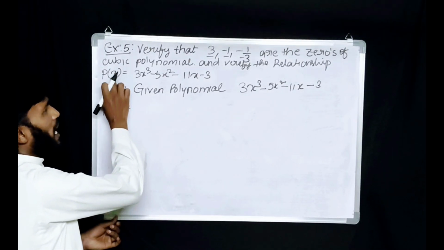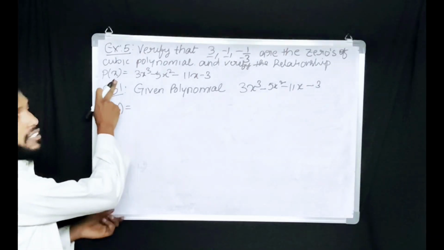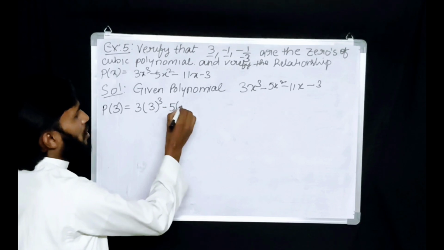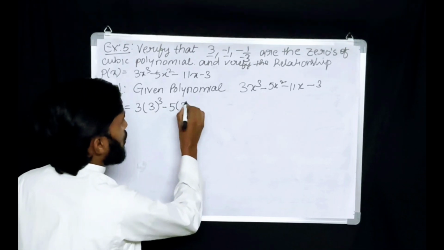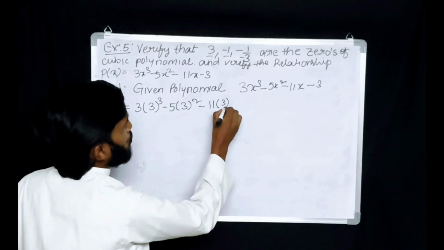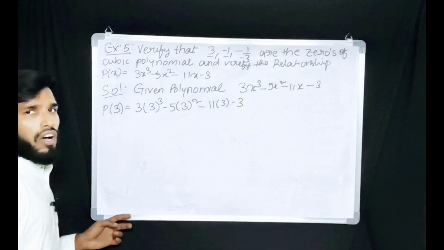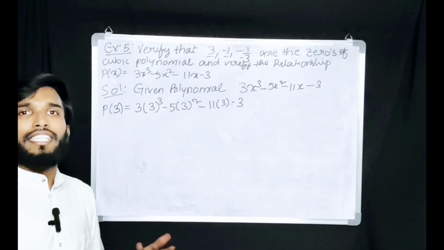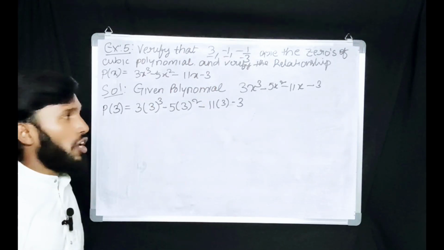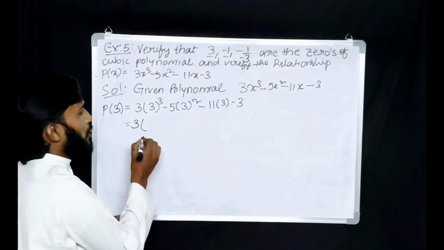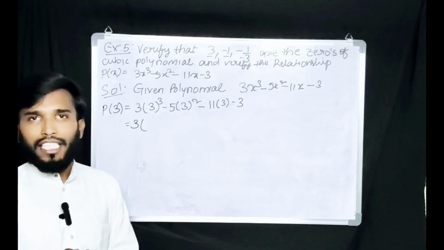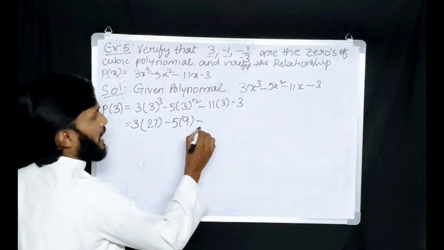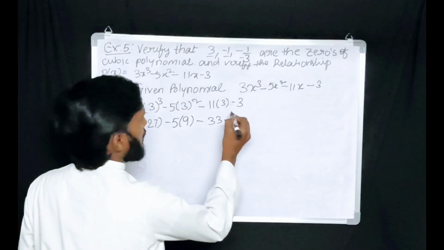That means p of x, substituting this value in x. So p of 3 is equal to 3 into 3 cube minus 5 into 3 square minus 11 into 3 minus 3. If the polynomial becomes 0 after substituting the value, then this is the zero of the polynomial. Now 3 cube: 3 threes are 9, 9 threes are 27. So 27 minus 3 square means 9, 11 threes 33, minus 3.